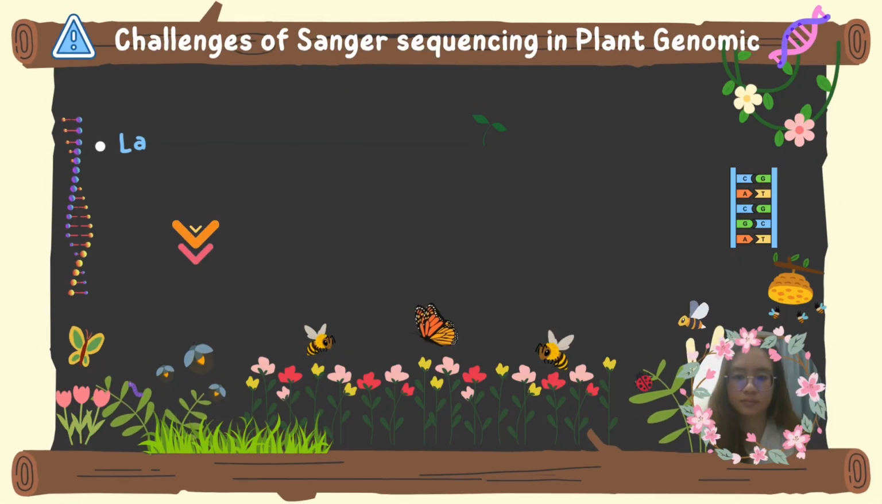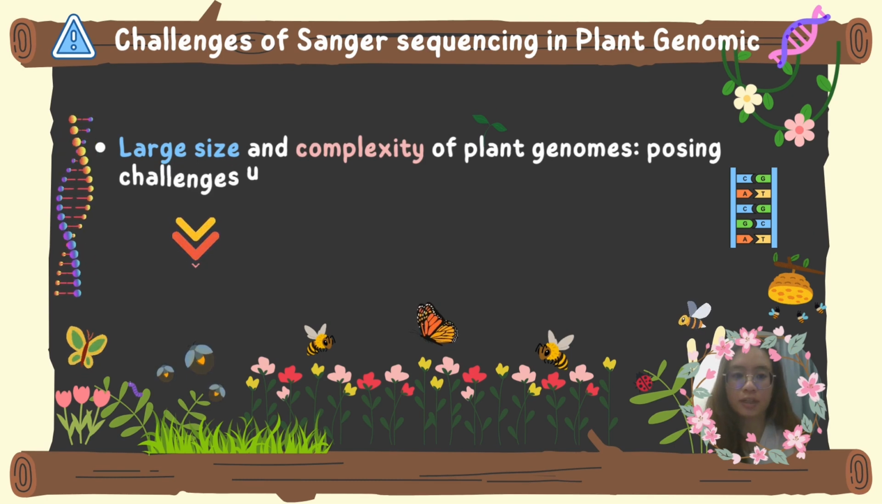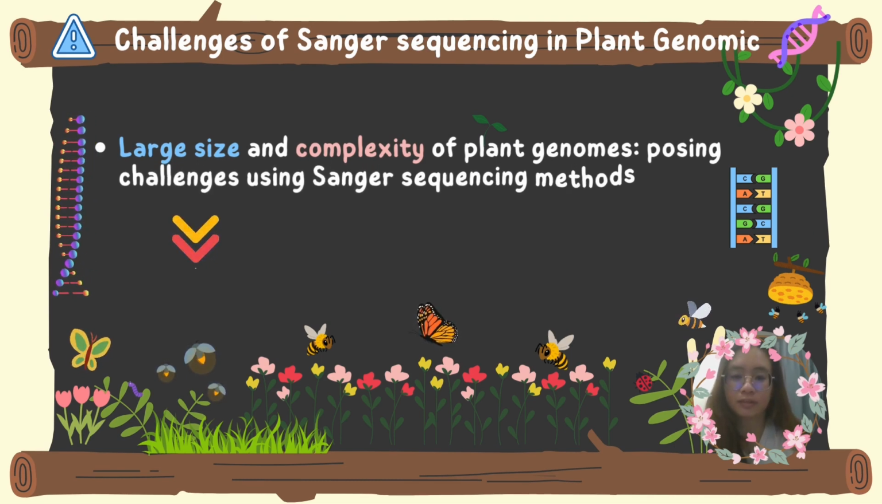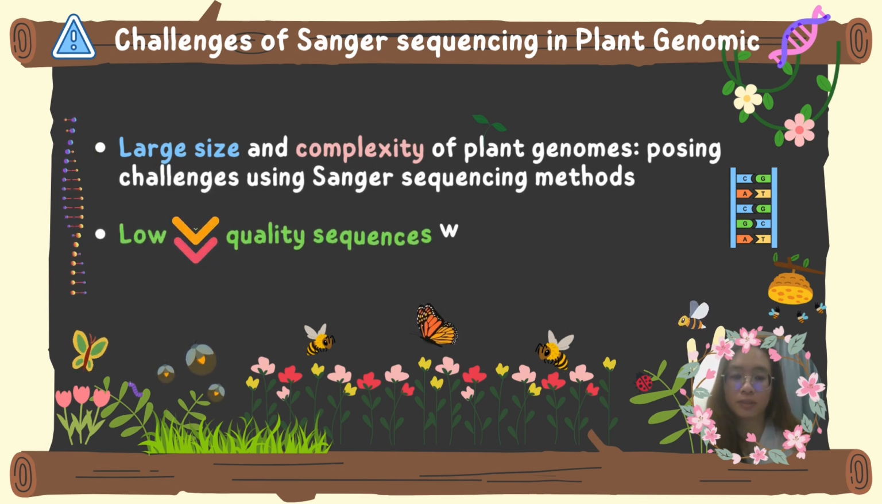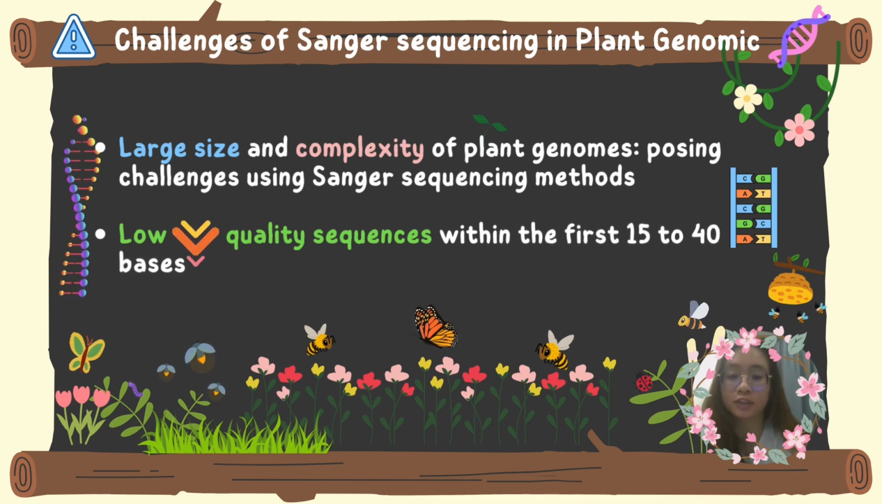The first challenge is the large size and complexity of plant genomes. Plant genomes are characterized by significant size and complexity, which can be attributed to various processes such as gene duplication, alternating gene spacing, and polyploidy. These processes contribute to the large size and complexity of plant genomes, posing a challenge for comprehensive sequencing using Sanger sequencing methods.